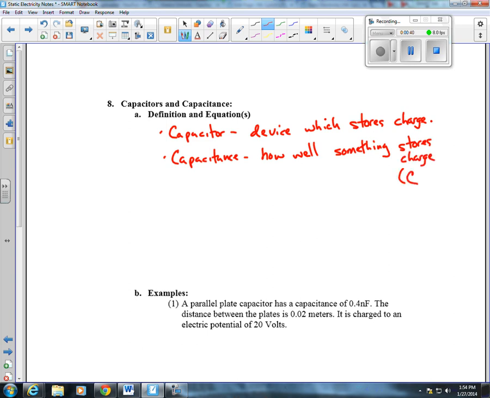The letter for it is C, and the unit is farads, after Michael Faraday, who was very instrumental in figuring out electricity and magnetism. Now, the simplest type of capacitor is a set of parallel plates.